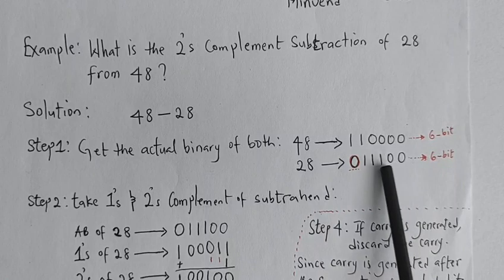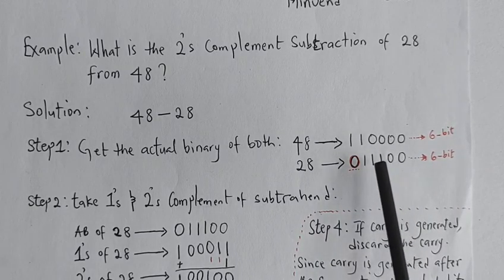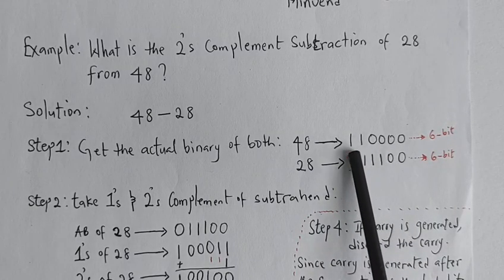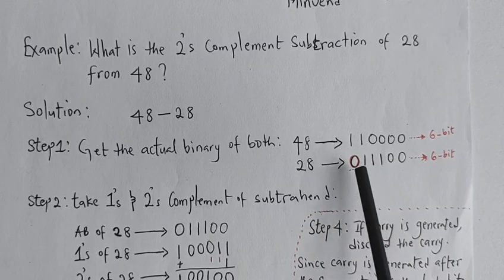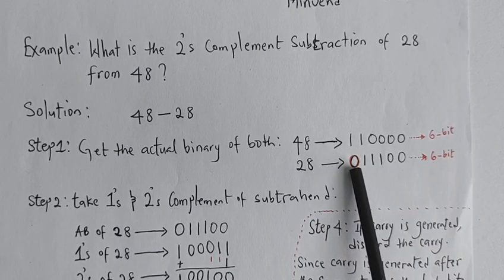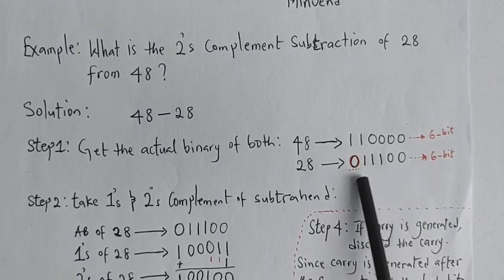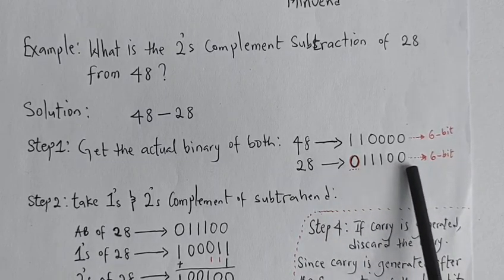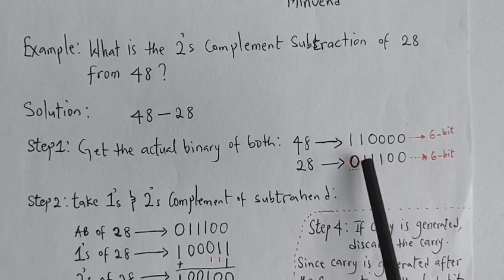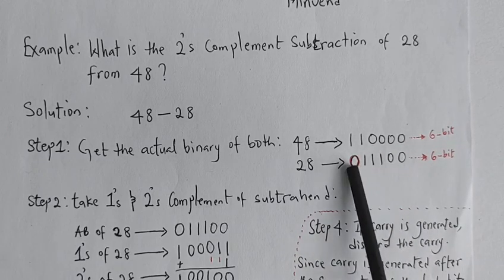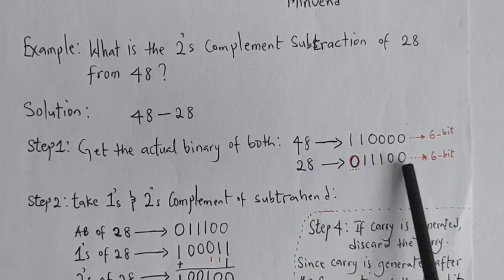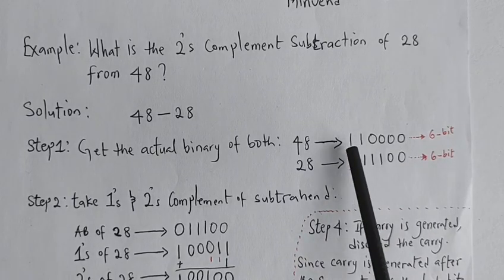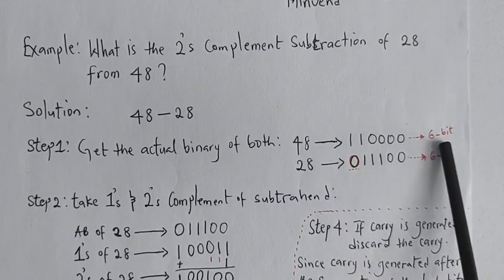Now in order to have the same number of bits, we have to add one more 0 to the left. This 0 is not significant. It doesn't change the value of 28. It's the same value of 28. So just add 0 so we can have the same number of bits. We have 1, 2, 3, 4, 5, 6. That will give us 6 bits.